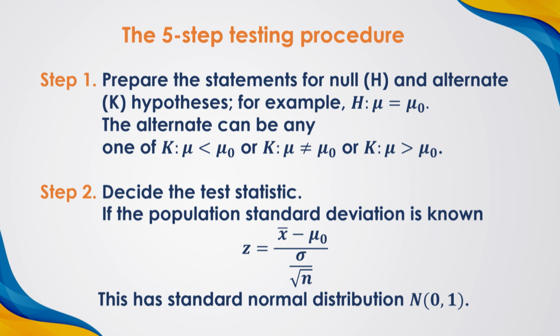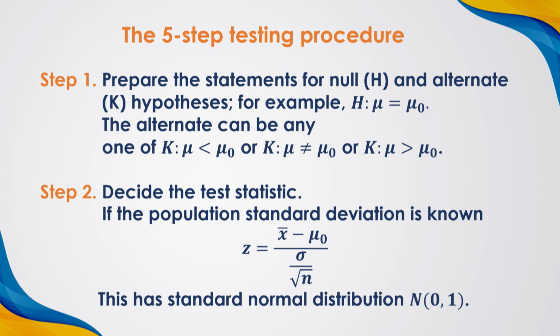The 5-step testing procedure. Step 1. Prepare the statements for the null hypothesis, denoted by capital H, and the alternate hypothesis, denoted by K. For example, H is mu equal to mu suffix 0. The alternate can be any one of: K is mu less than mu 0, or K is mu not equal to mu 0, or K is mu greater than mu 0.